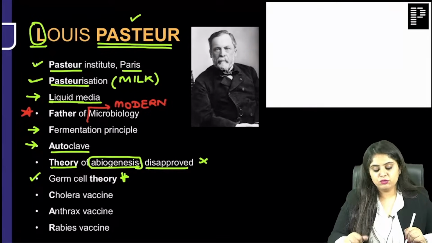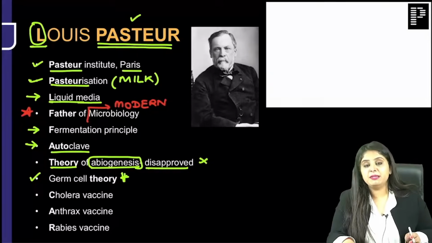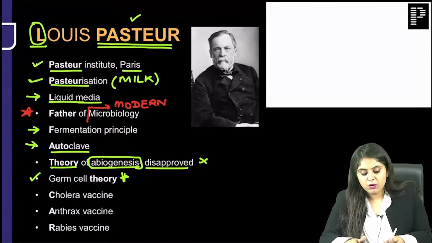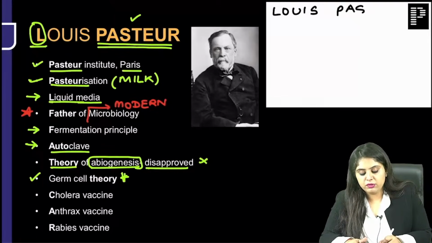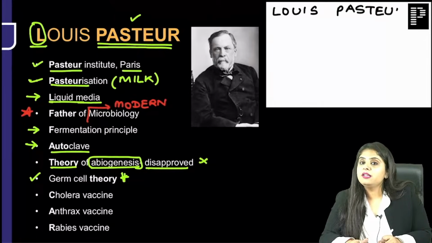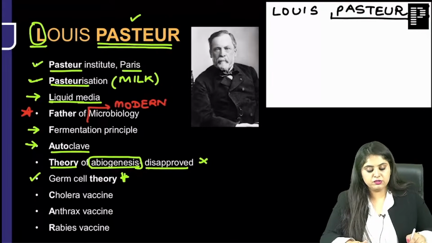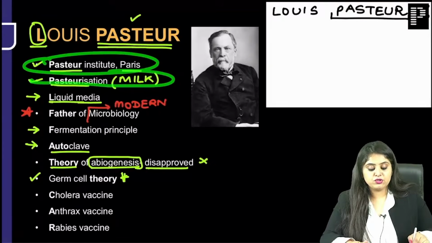How should I learn so much information? Let me just tell you the mnemonic. Now you will feel it was so simple. In the exam, when they ask for a short note on Sir Louis Pasteur, your mnemonic will be Louis Pasteur. What will you tell me from Pasteur? You will tell me two things. Number 1, Pasteur Institute in Paris. Number 2, pasteurization of milk.